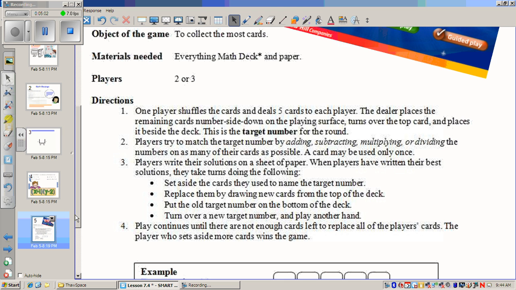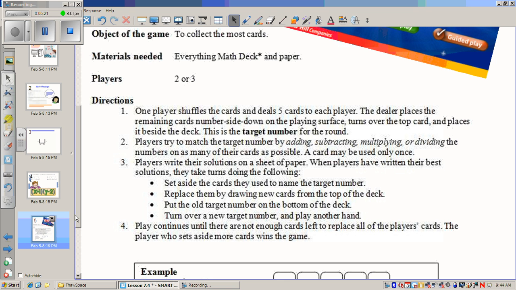Players try to match the target number by adding, subtracting, multiplying, or dividing the numbers on as many of their cards as possible. A card may only be used once. Players write their solutions on a sheet of paper.